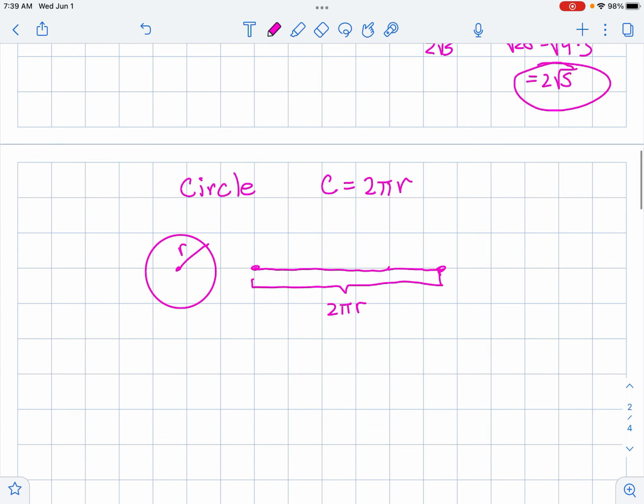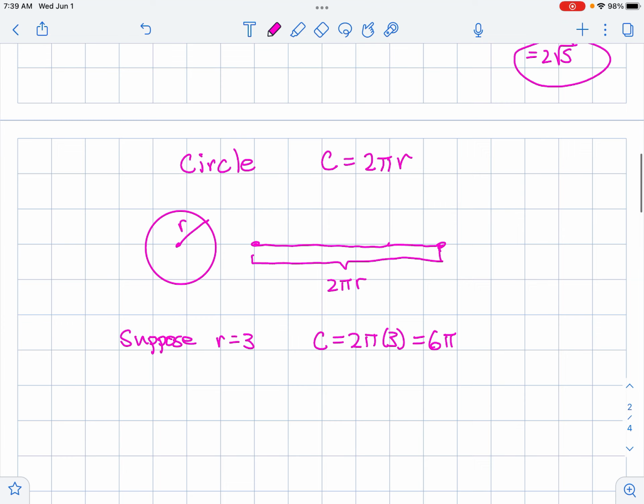So let's suppose that r is equal to 3. Then the circumference is 2 pi times 3, which is 6 pi. And just leave the pi in there. No need to multiply that out. Okay. So there we have it. That's the circumference. Now the area of the circle is pi r squared. So in this case, the area would be pi times 3 squared, which is 9 pi.